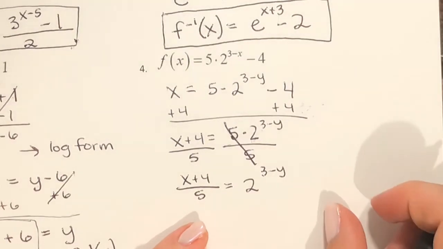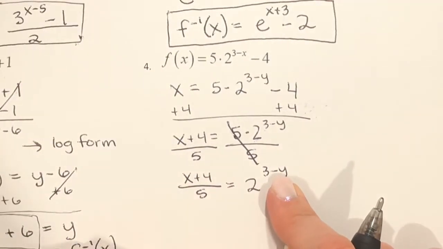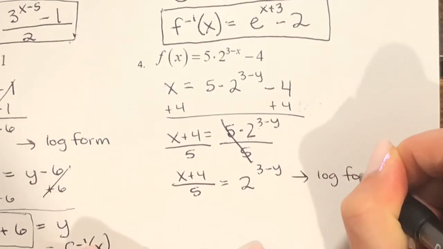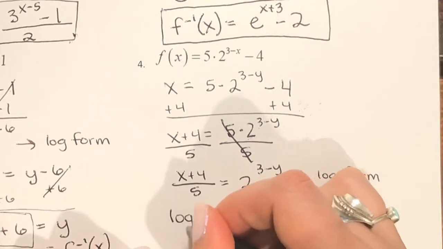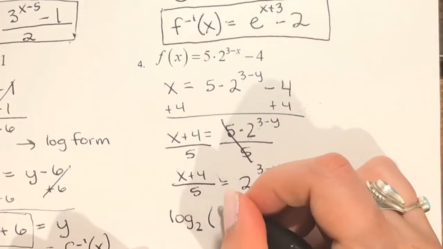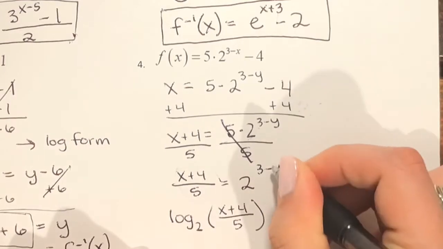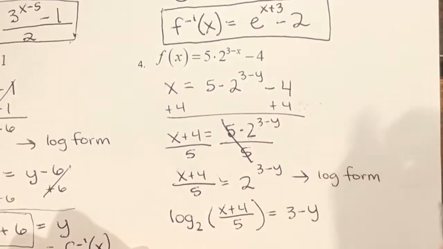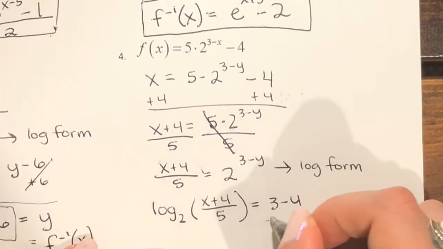And just like the last problem, to get your variable out of the exponent, we need to go to log form. So on this one, our base is a 2, so I'm going to have a log with a base 2. Whatever it was equal to goes inside of the logarithm. So x plus 4 over 5. And then whatever the exponent was is now what it's equal to. Okay, so still trying to get y alone. First, let's minus this 3 over.